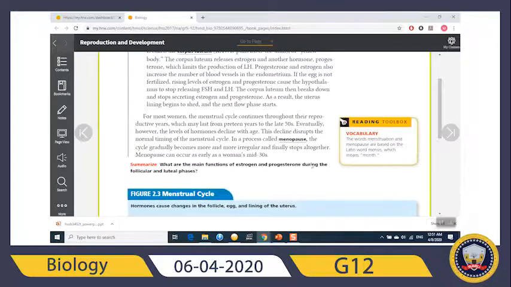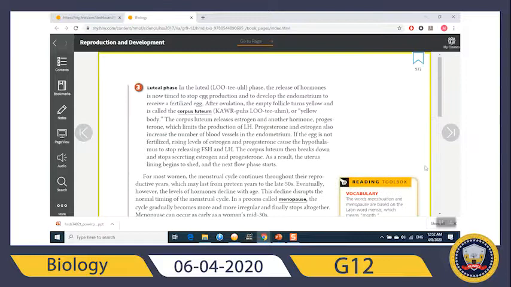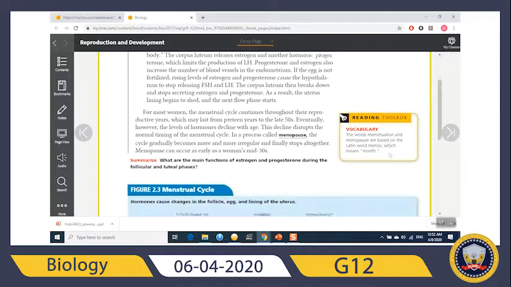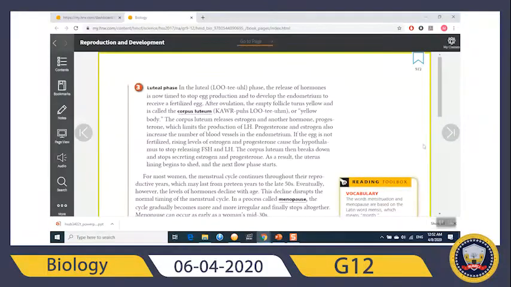Okay? Now, menopause is basically the end of the cycle. This cycle will gradually become more and more irregular in females and finally stops altogether. Menopause can occur as early as the mid-30s. And some women keep a regular menstrual cycle until their late 50s, but it's very few, almost impossible.